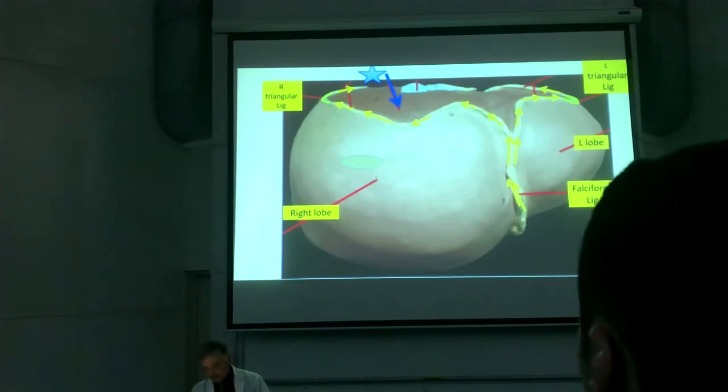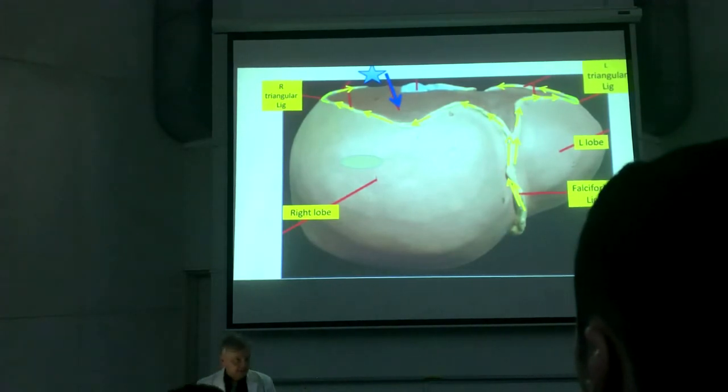So we have a space here, but this is a short one, and there is one subphrenic space, while here there is an anterior one and there is a posterior one. This is the bare area of the liver, and these arrows are surrounding the bare area, and it's called the coronary ligament of the liver.